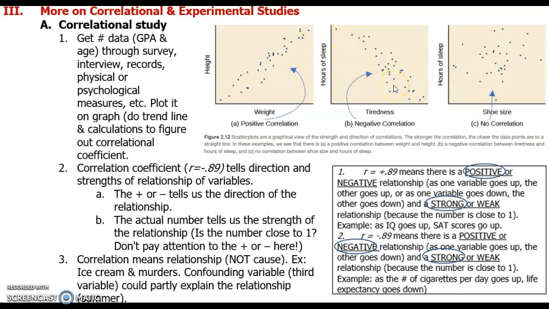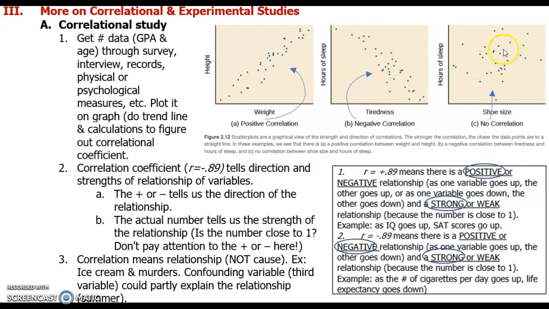Now this one over here shows a negative correlation. The line is starting up and it's going down. So that shows a negative correlation. That means that the two variables are doing different things. As one variable is going up, the other is going down, or as one is going down, the other is going up. So as hours of sleep goes up, tiredness goes down. Or as the hours of sleep goes down, tiredness goes up. They're doing two opposite things. So that's a negative correlation.